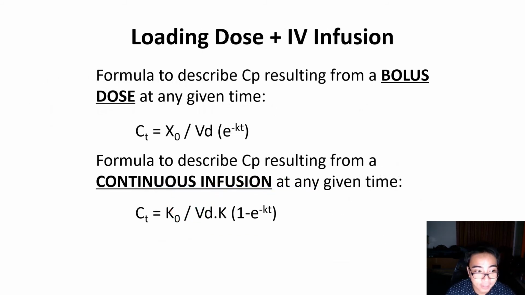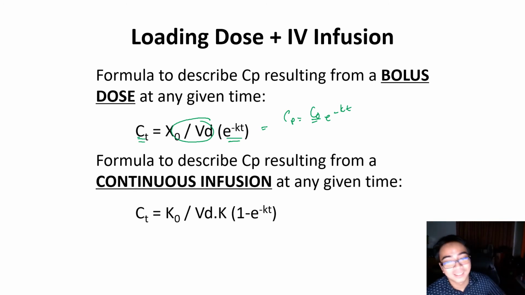Now, the resulting plasma concentration, class, if you give a loading dose and a continuous IV infusion at the same time, would be something like this. What you do here is combine the formula for the resulting plasma concentration after a loading dose and the formula for a continuous IV infusion. Again, there is an e to the negative kt because this is the resulting plasma concentration. This formula is simply Cp equals C0 e to the negative kt, where I expanded C0 into dose over Vd. So no magic is happening here. Everything has an explanation.